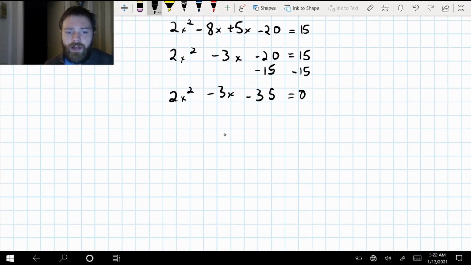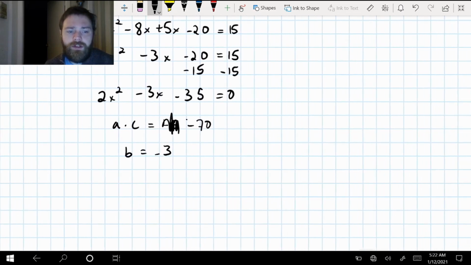And then I want to factor, okay? So if you remember the process of factoring, we're going to do a times c, which is negative 35. No, that's not true. Sorry. I was looking at the c term. I'm used to factoring with a being 1. So 2 times negative 35, excuse me, is negative 70. And then my b term is negative 3.